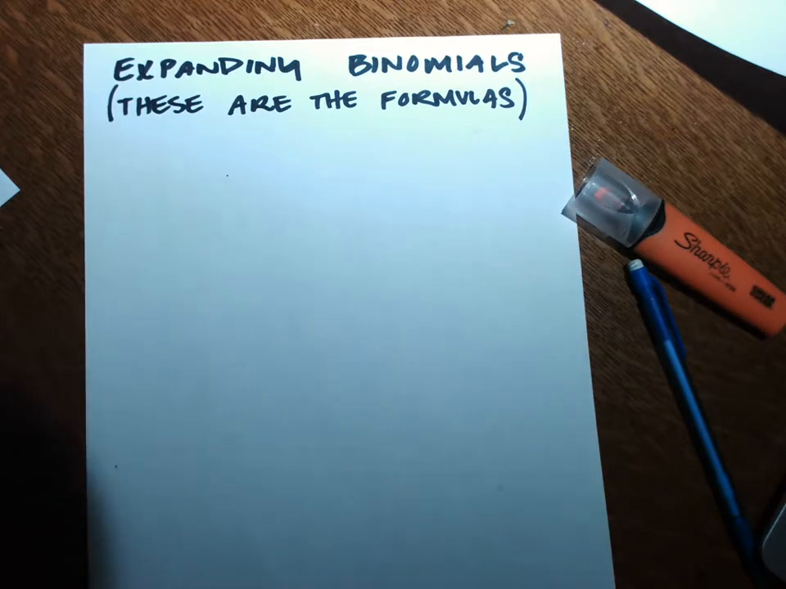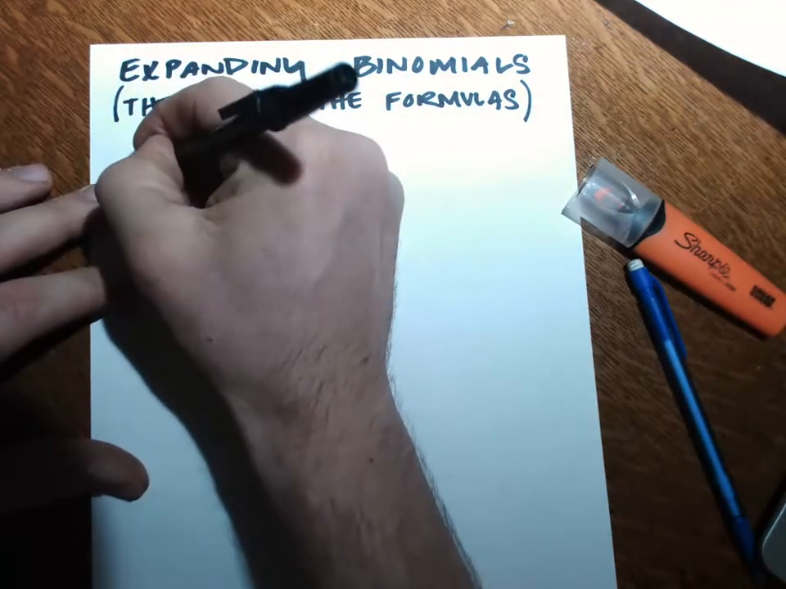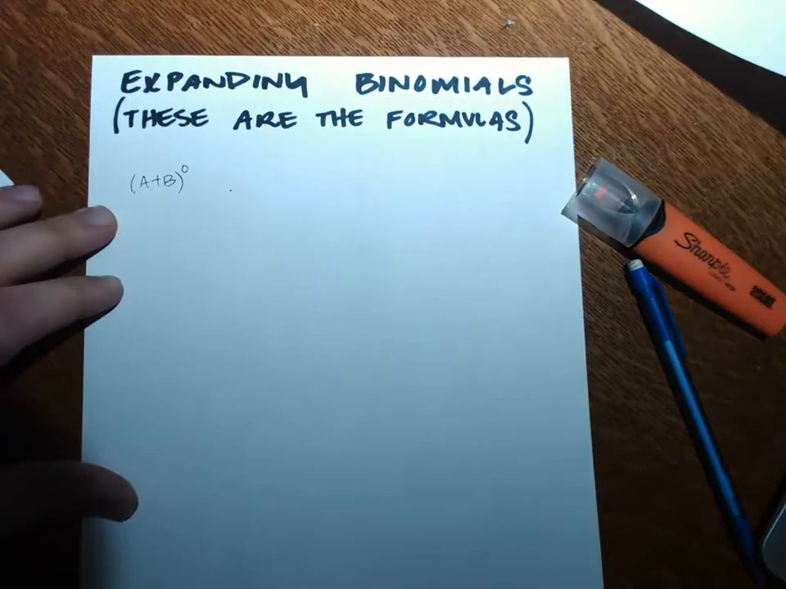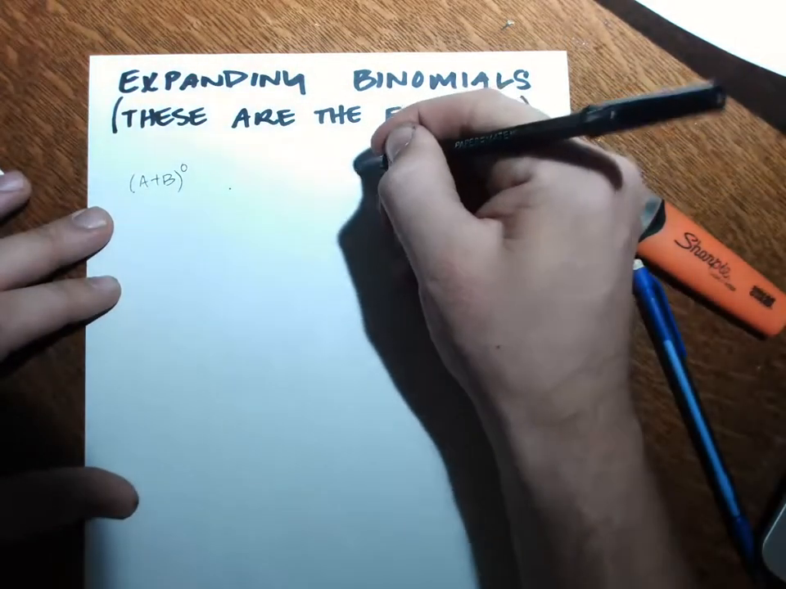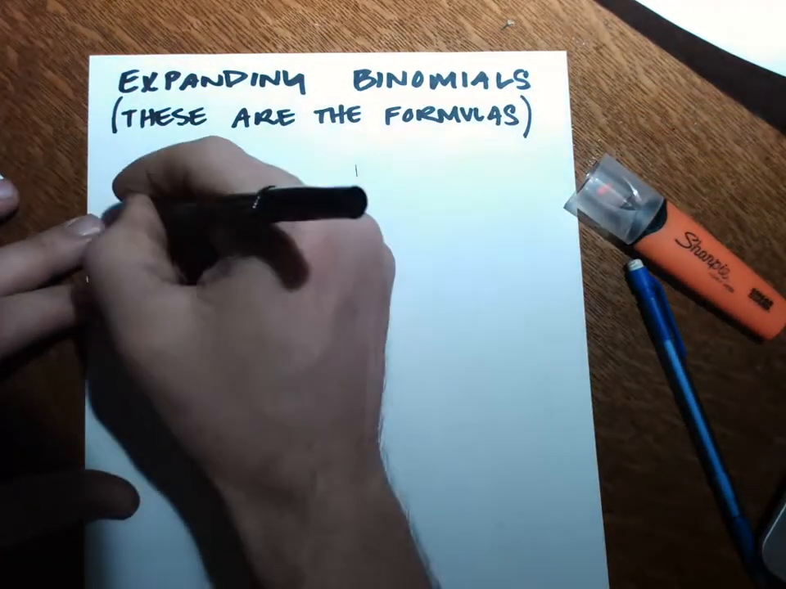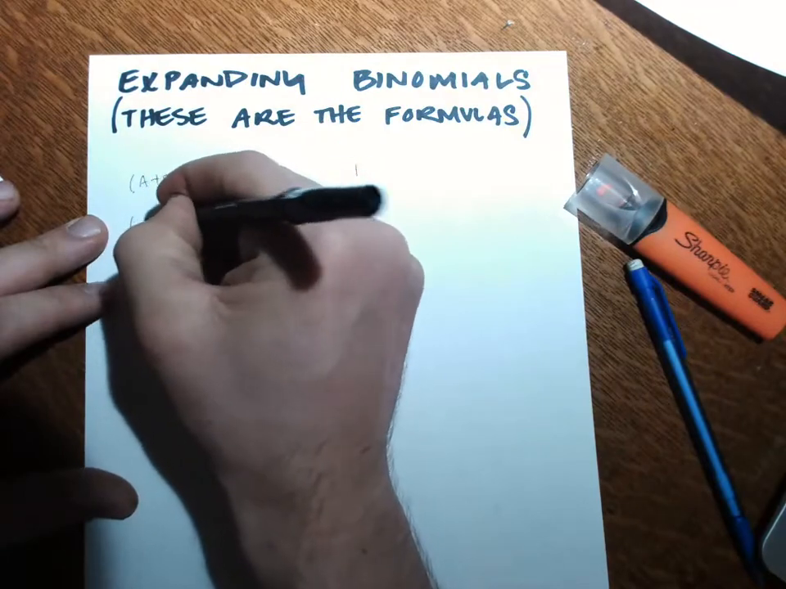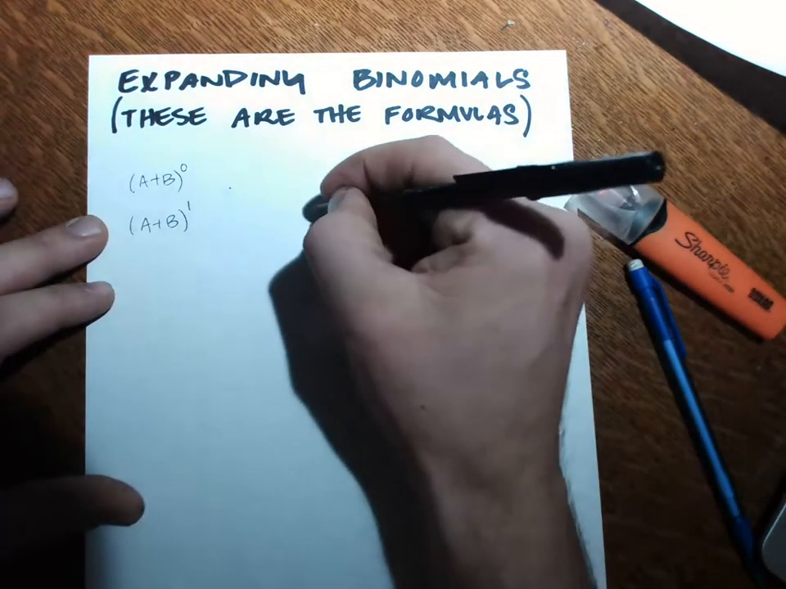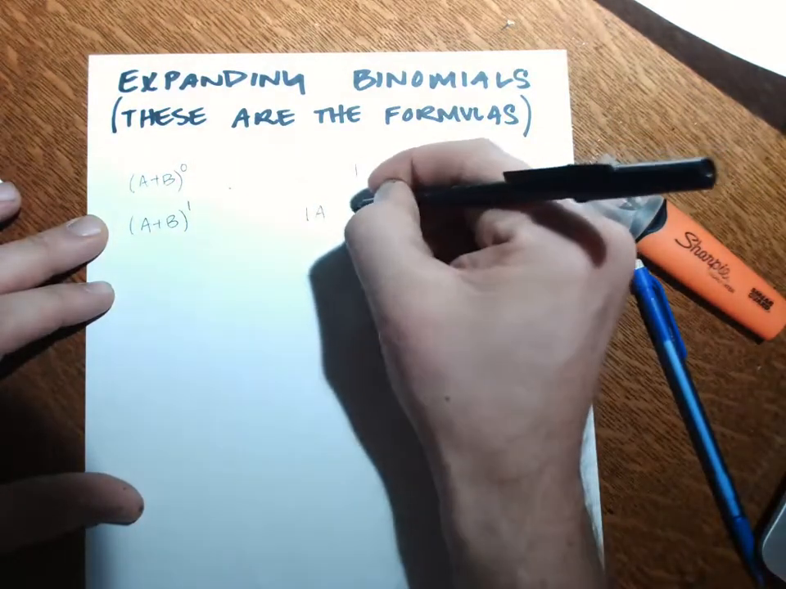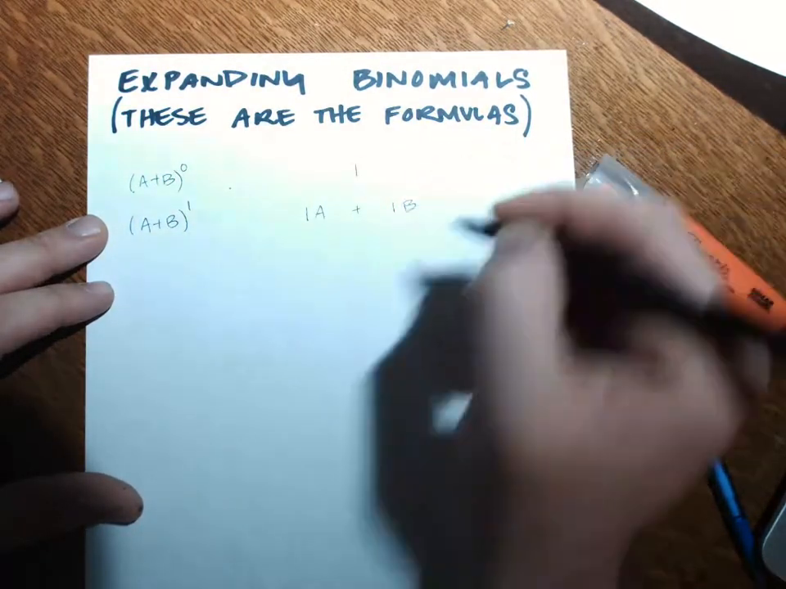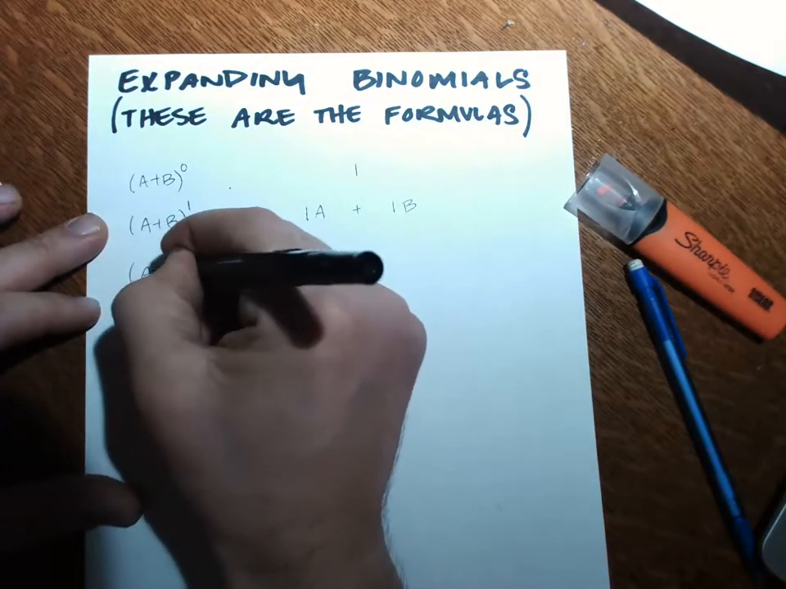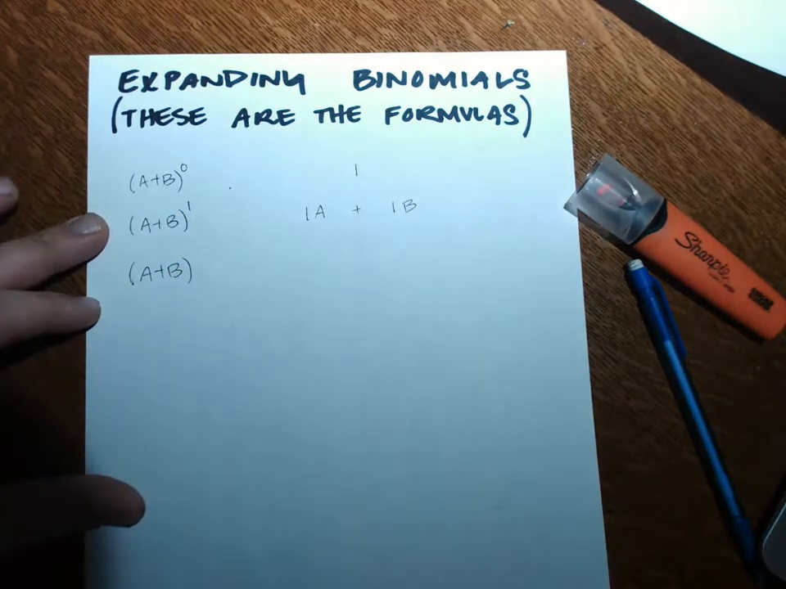So starting with a plus b to the 0th power, anything to the 0 power is 1. And that formula is not very interesting. If we did to the first power, that would be 1a and 1b. Again, not very interesting because it doesn't require a box method in the first place.